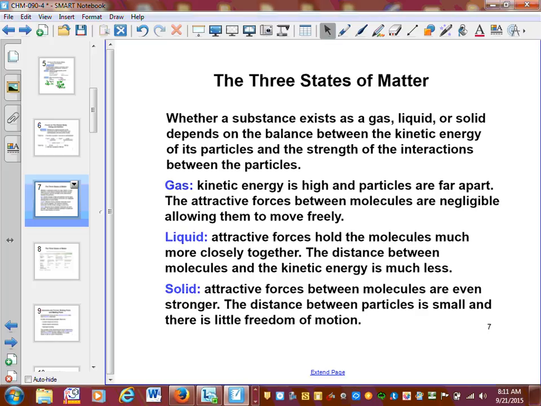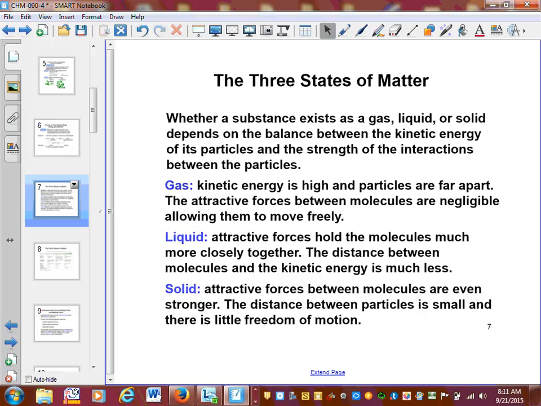With a liquid, the attractive forces hold the molecules much more closely. Distance between the molecules and the kinetic energy is much less. So you can think of that sort of like if you've ever been on a subway, either like in Washington or New York, during rush hour, the train stops, the doors open, 800,000 people come out, 800,000 people go in, you're close to each other, but you're still moving because you want to get on, they want to get off, so you kind of slide past each other. Okay? So that would be like a liquid. And you can only move so fast because of the crowd.